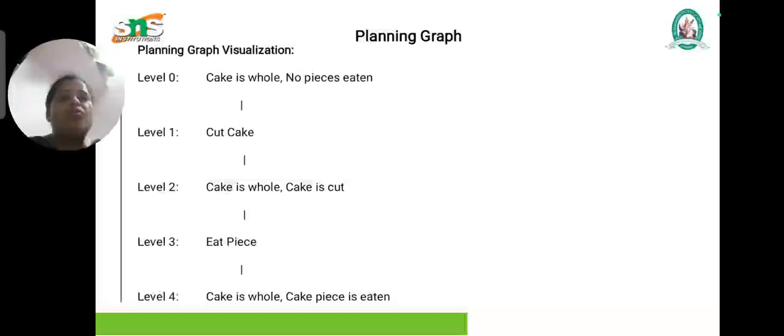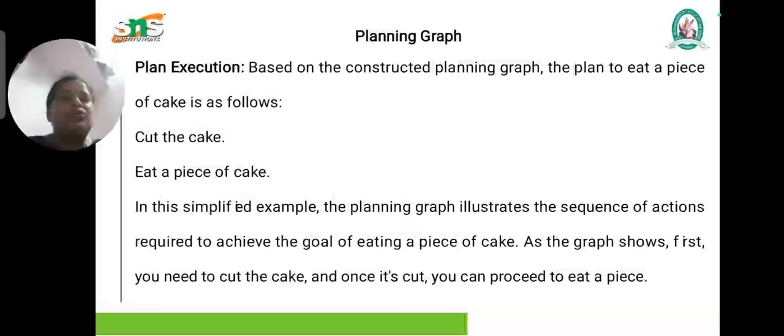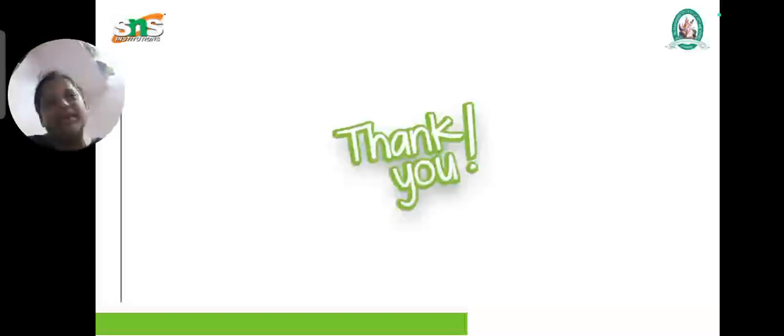For the example given, plan execution is based on the constructed planning graph. The plan to eat a piece of cake is as follows: cut the cake, eat a piece of cake. In this simplified example, the planning graph illustrates the sequence of actions required to achieve the goal of eating a piece of cake. As the graph shows, first you need to cut the cake, and once it's cut, you can proceed to eat a piece of cake. With this, I am concluding the planning graph with a simple example.